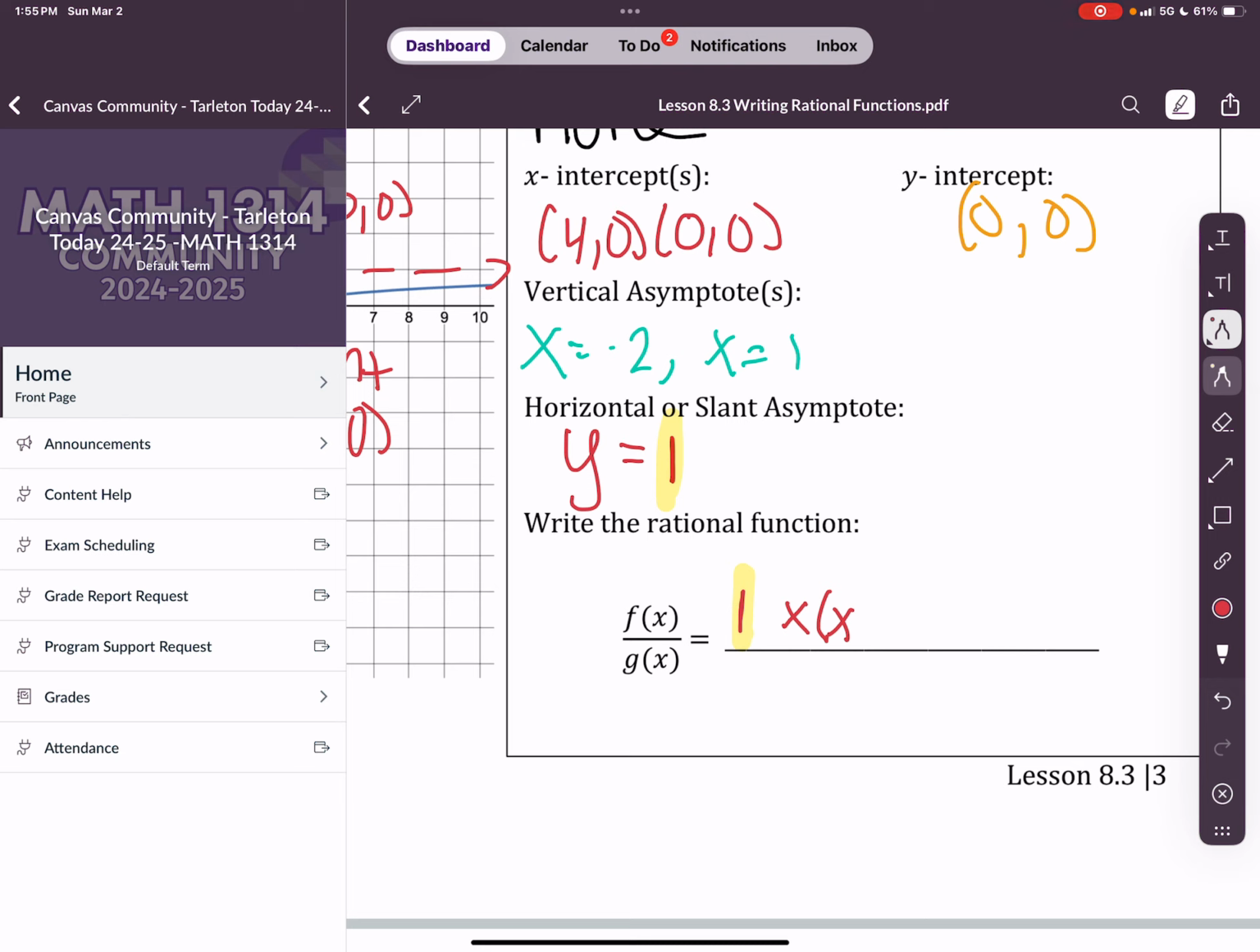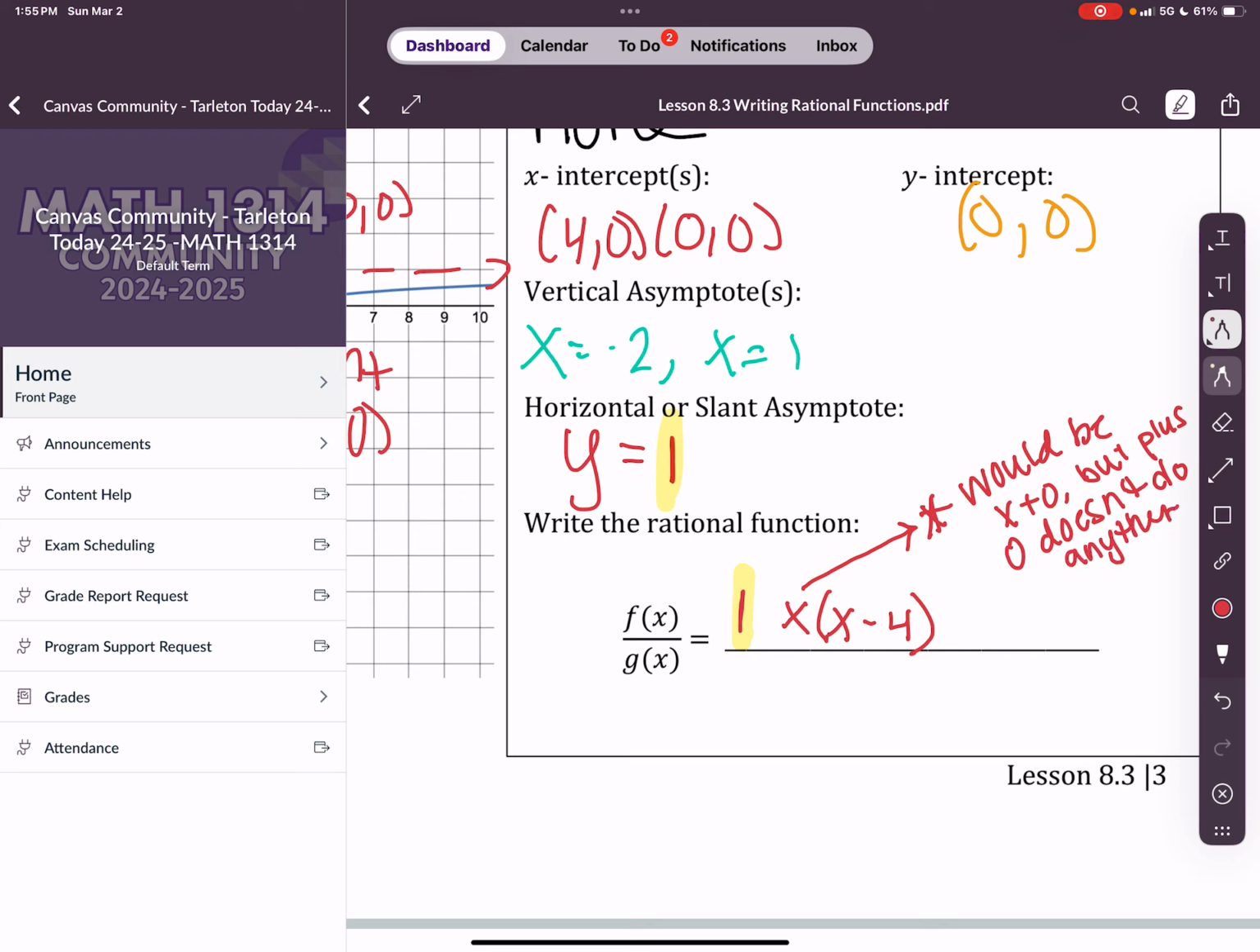So because it's a positive 4, I'm going to put x minus 4. Okay? Now I'm going to make this note, and I suggest that you do it if you kind of forgot, or maybe you think you will forget. Write yourself a note that x would be x plus 0. Here, I'll write the word plus. But plus 0 doesn't do anything. So that's why we're just going to leave it as an x, just as an x, okay?